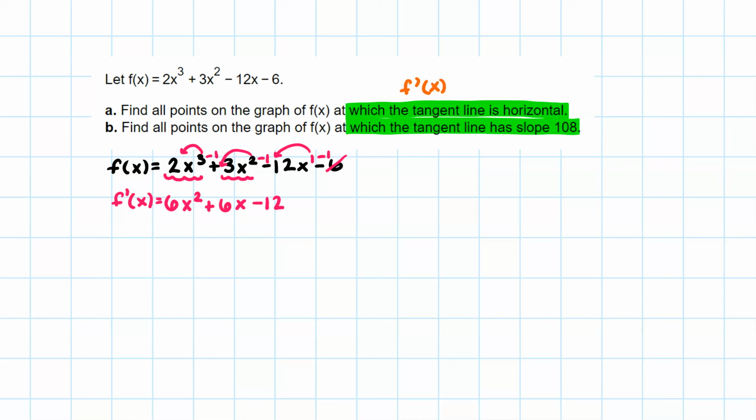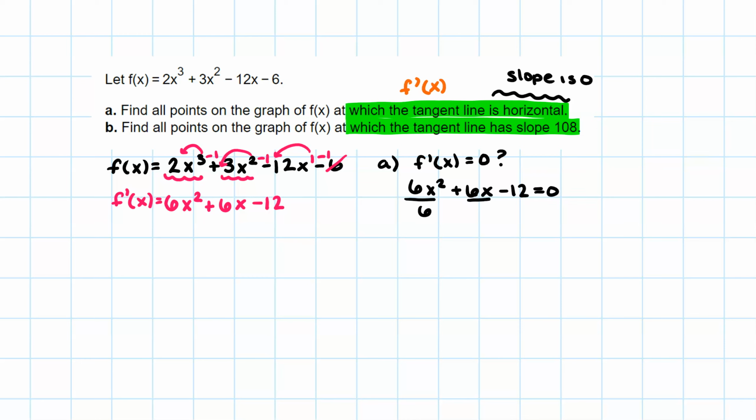So now part A says, find all the points on the graph of f of x at which the tangent line is horizontal. So tangent line is horizontal means slope of the tangent is 0. And remember, to find the slope of the tangent, we're just looking at the derivative. So part A is asking, when is f prime of x equal to 0? Well, okay, I could solve that, right? 6x squared plus 6x minus 12 equals 0. I'm going to divide everything by 6.